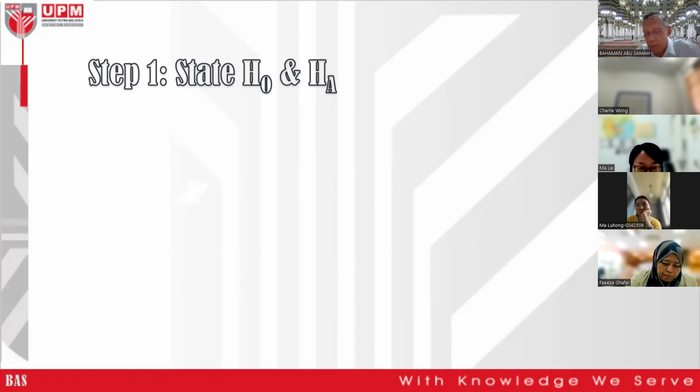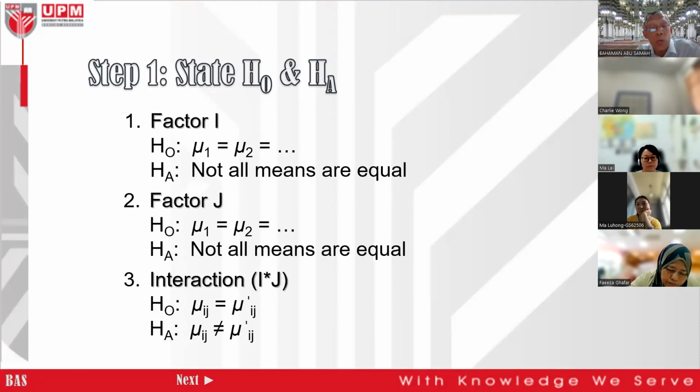Okay, step number 1. Since we are doing two-factor analysis of variance, we are supposed to have 3 hypotheses. That means 3 null hypotheses and 3 alternative hypotheses. So what are the hypotheses? For factor 1, we just write like what we did for one-way analysis of variance. The H0 will be mu1 equal mu2 if you have only 2 categories, or if you have more than 2 categories, you can just continue equal mu3 equal mu4. That will be the null hypothesis. The alternative hypothesis, not all means are equal.